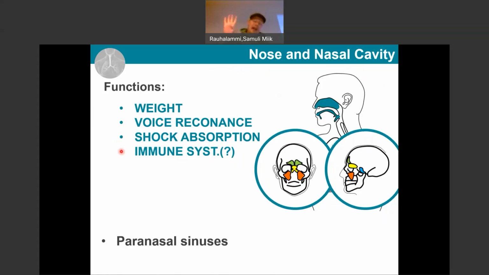The fourth kind of theory that we are seeing is that we do know that we can get a condition where your paranasal sinuses get inflamed. So there is a clear connection with the immune system somehow. What's going on there? It might be that there's a connection there and that plays something into the functions.